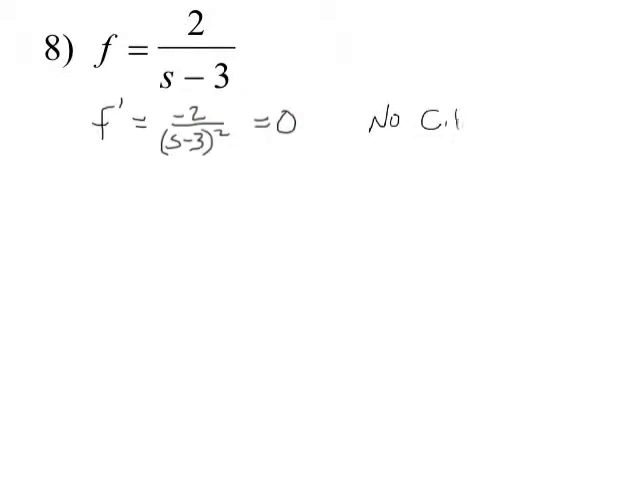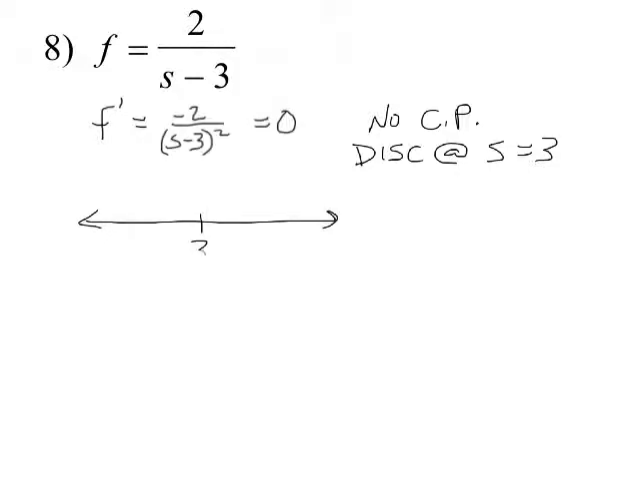There are no critical points, but we do have a discontinuity at s equals 3. So that's the only point on our line that we need to test. So we're going to stick 3 there. We're going to test f prime of 0, zeros are often easy to deal with, and f prime of 10.